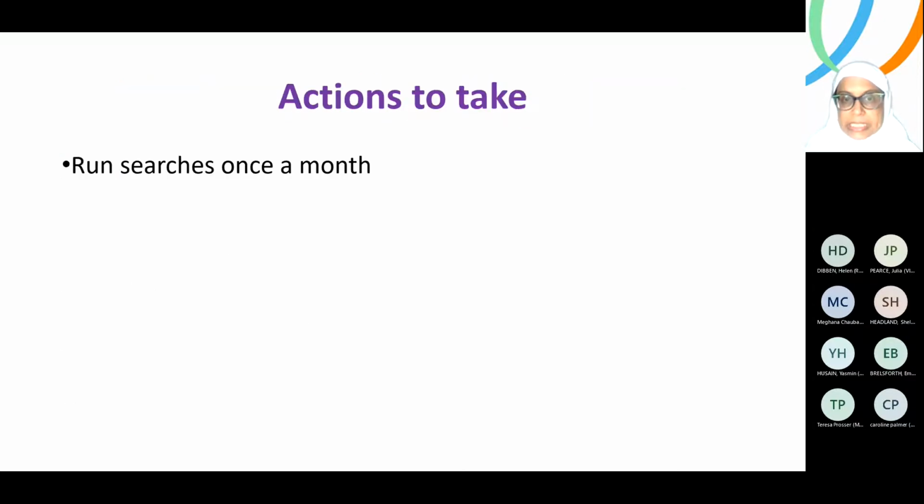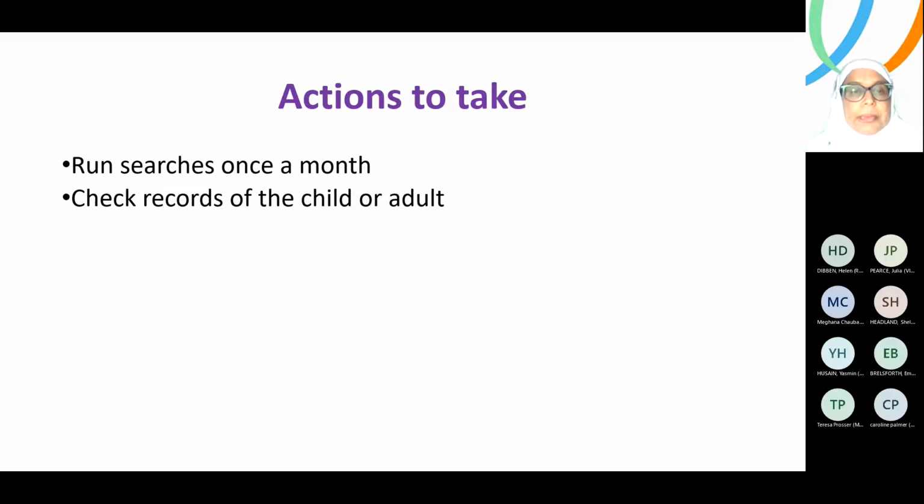So actions to take, you should be running these searches once a month. You need to be checking the records of the adult or the child.